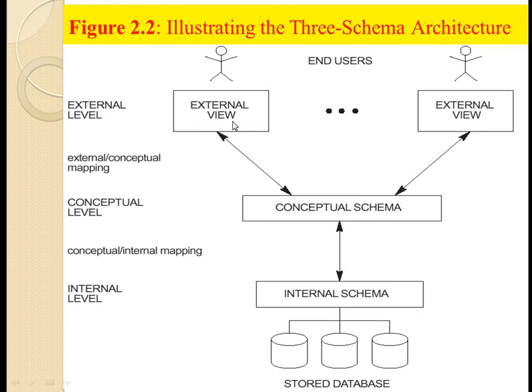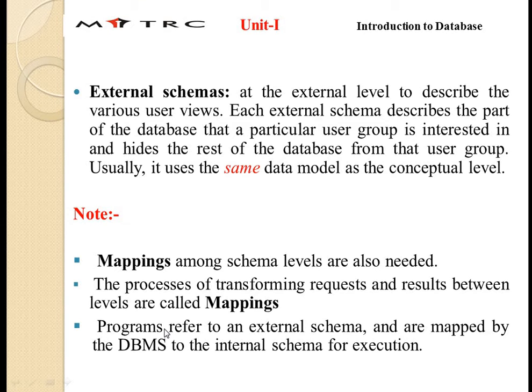Every level has its respective views, but between them there is an arrow that indicates there is a mapping between the two. That means there is an external and conceptual mapping, and between the conceptual and internal there is a conceptual and internal mapping. What does this mapping denote? This mapping denotes that a mapping is needed at the schema level. Secondly, the mapping transforms requests and results between the different levels.